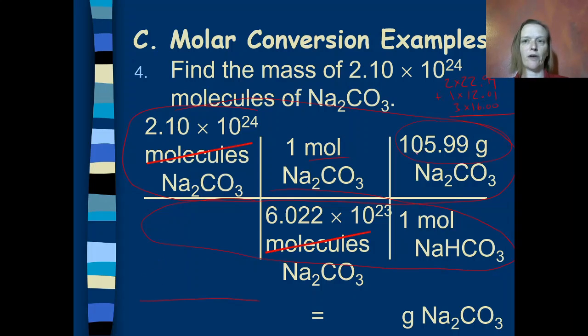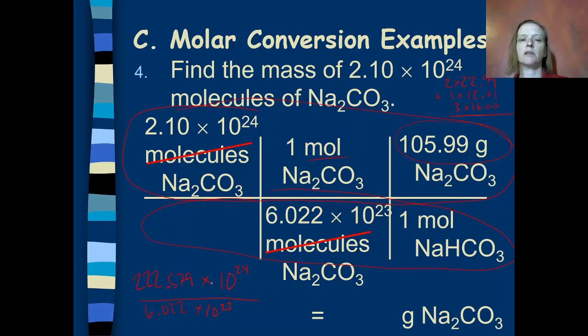times 105.99, which is going to give me 222.579 times 10 to the 24 is my only piece of scientific notation in the numerator. And then in the denominator, I'm just doing 6.022 times 10 to the 23rd times 1, which gives me 6.022 times 10 to the 23rd.